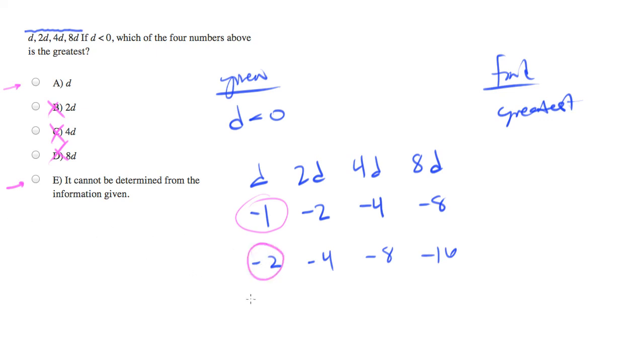Well, you might say, what about a fraction? How about -1/2? Then we'll get -1, -2, and -4. So no matter what we pick, D is always the biggest. So let's get rid of E and pick answer choice A.